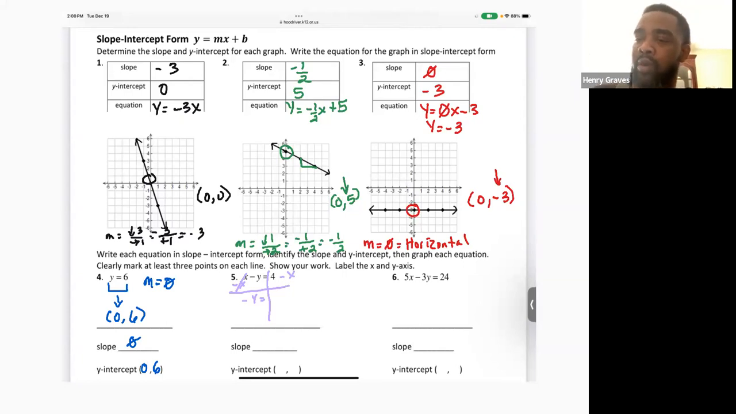So my slope here is 1, and my y-intercept is going to be (0, -4). There we go. And then for this other one, for number 6, my slope I know is positive 5/3 x, and my y-intercept is going to be (0, -8), because my b is indeed -8. So make sure b is equal to -8 like that. Okay, let me go now to the second page.